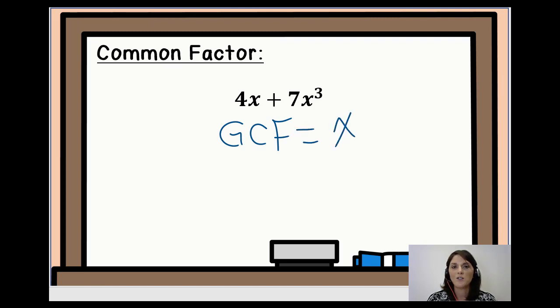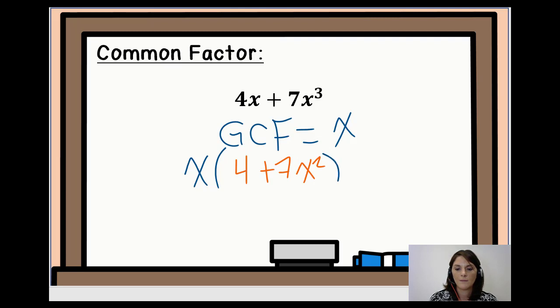So now to common factor, we're going to write the x in front of our bracket. And then we're going to divide each term by x, and the result goes inside the bracket. So 4x divided by x is just 4. 7x cubed divided by x is 7x squared. And that's it. Again, we can check by expanding. x times 4 is 4x, plus x times 7x squared is 7x cubed. Okay, here's another example.